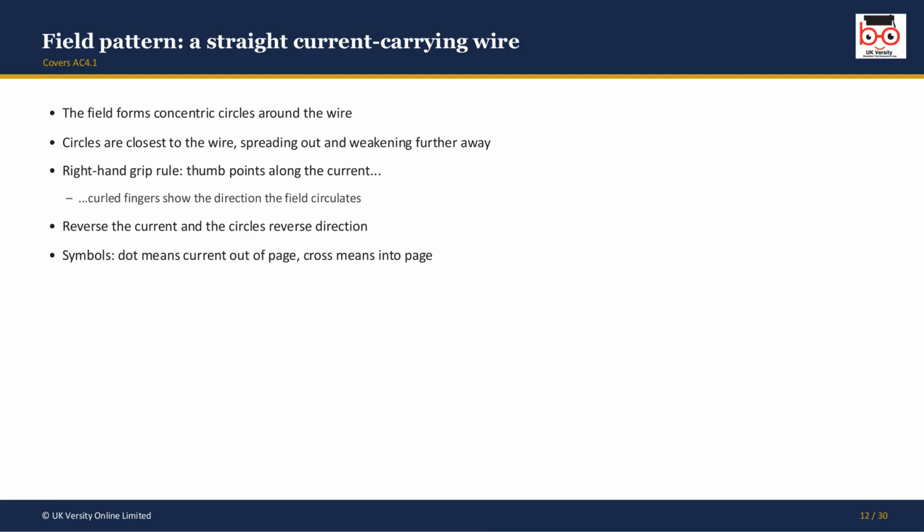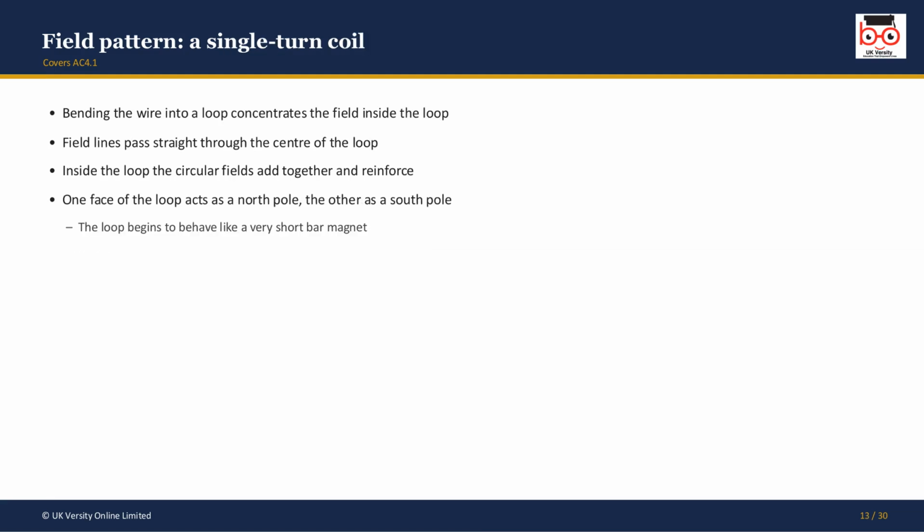And a note on symbols: a dot means current coming out of the page, a cross means current going into it. Now bend that wire into a single loop. Doing so concentrates the field inside the loop, with the field lines passing straight through its center. Inside the loop, the circular fields from each part of the wire add together and reinforce one another. The upshot is that one face of the loop behaves as a north pole and the other as a south, so the loop starts to act like a very short bar magnet.